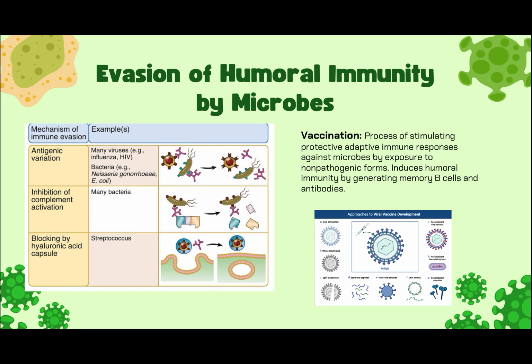as capsules prevent opsonization. And vaccination is a process of stimulating protective adaptive immune responses against microbes by exposure to non-pathogenic forms. It induces humoral immunity by generating memory B cells and antibodies. And as can be seen here, just the many different types of vaccines that have been produced in the modern day.